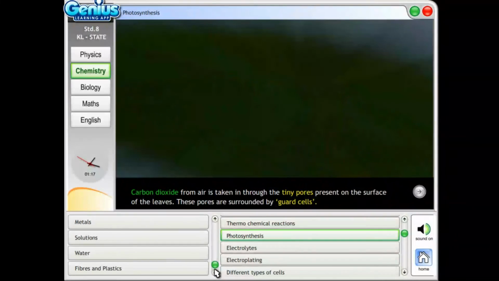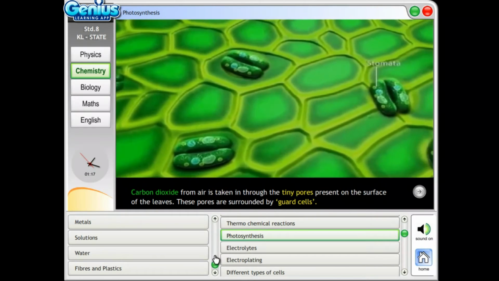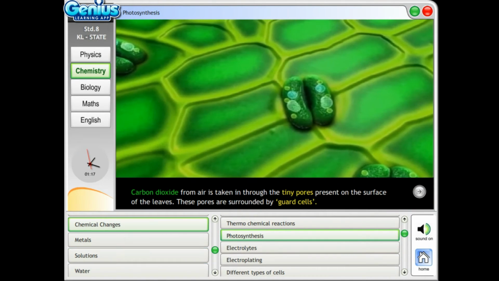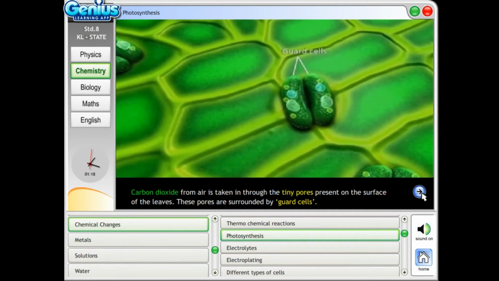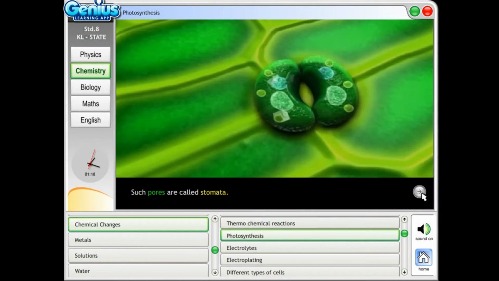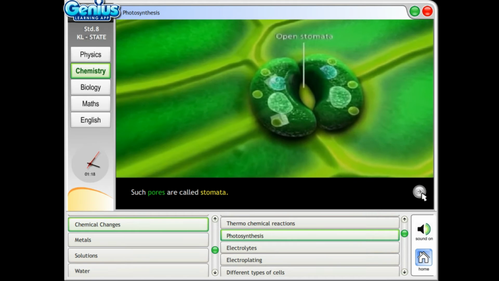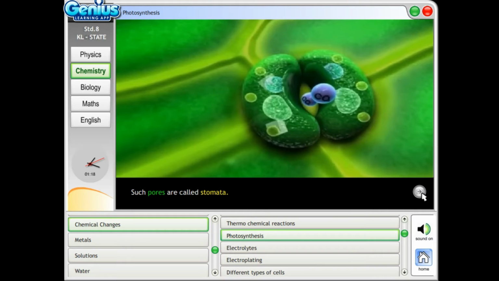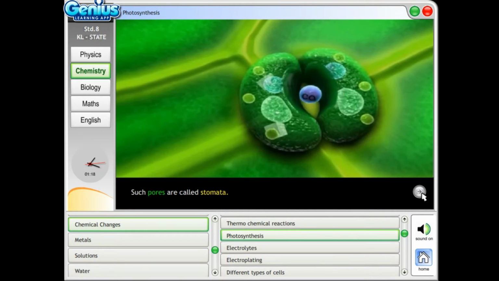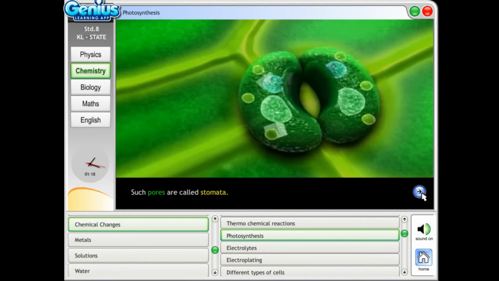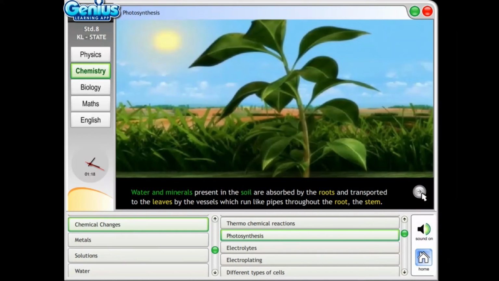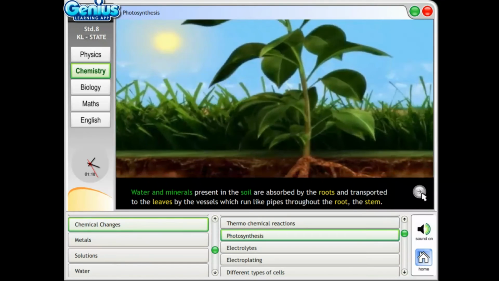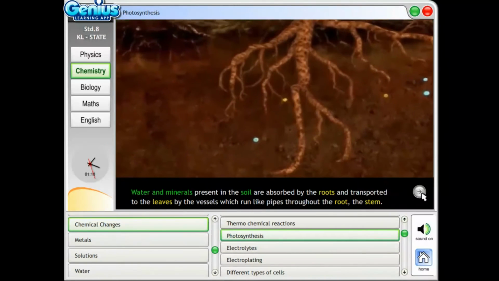Photosynthesis. Carbon dioxide from air is taken in through the tiny pores present on the surface of the leaves. These pores are surrounded by guard cells. Such pores are called stomata. Water and minerals present in the soil are absorbed by the roots and transported to the leaves by the vessels, which run like pipes throughout the root and the stem.